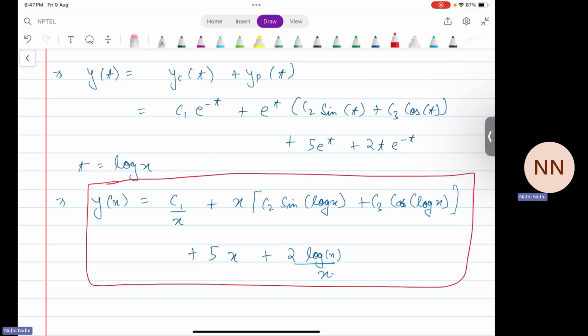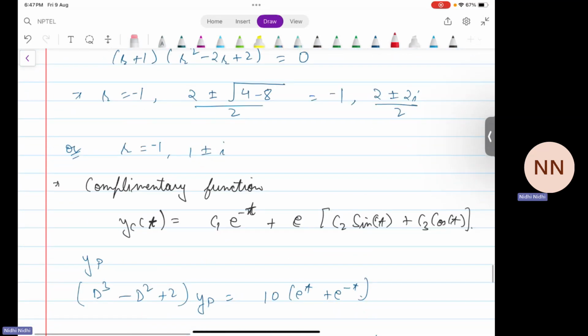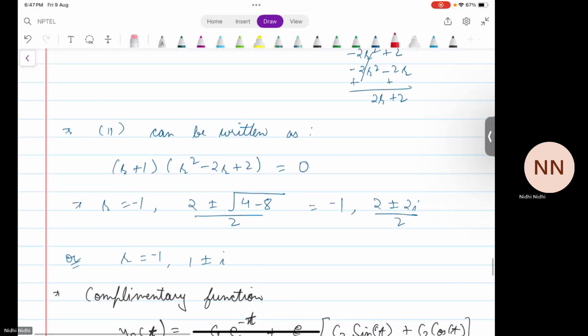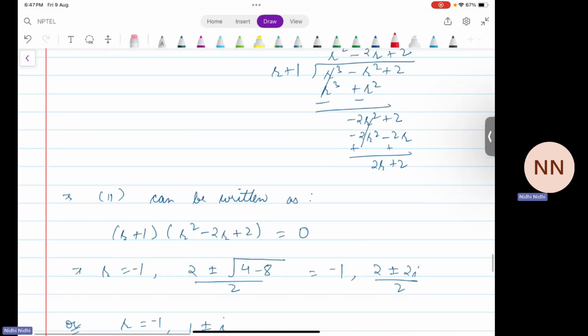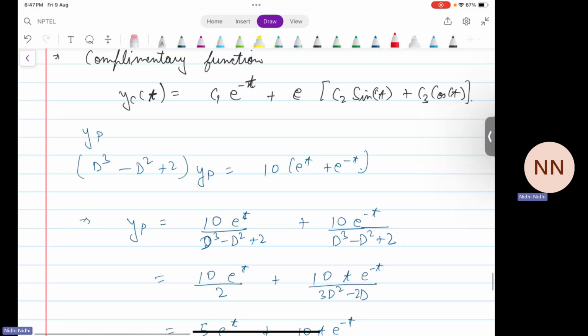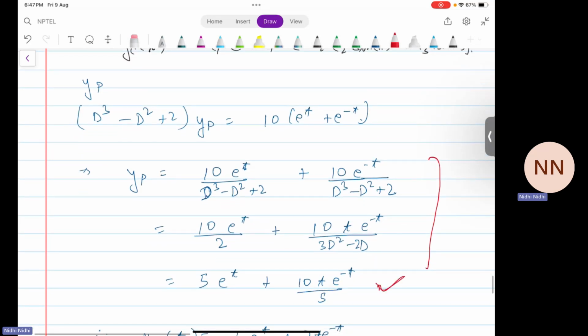I hope the solution was fine with everyone. You all must have understood all the steps that we had taken. The main important thing here was the particular integral. This is a specific way of finding particular integral. One can easily check that this function will, sorry, not particular integral, but particular solution. So this function will satisfy the equation. One can easily see that.